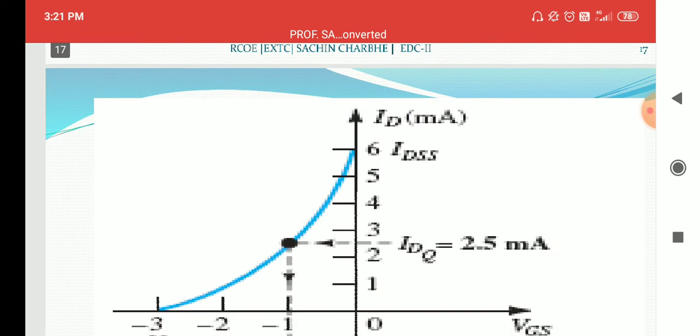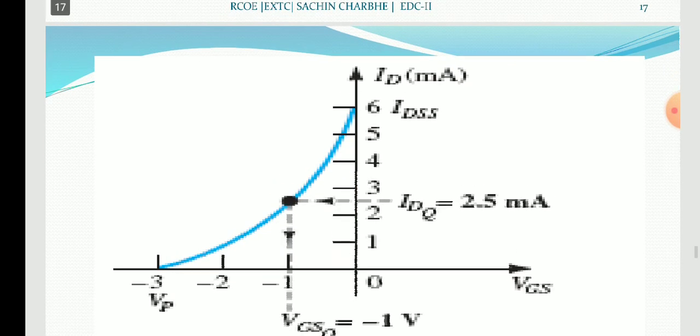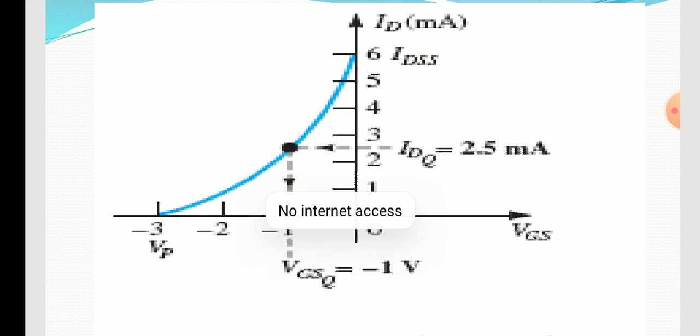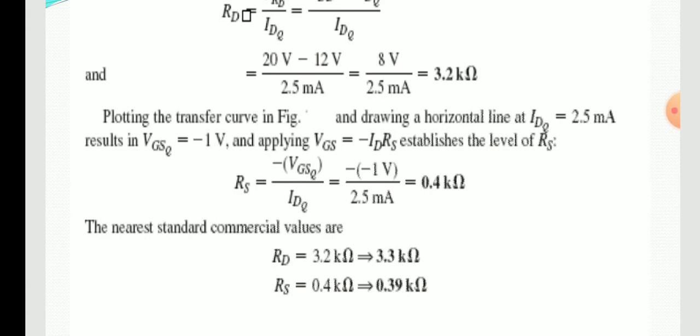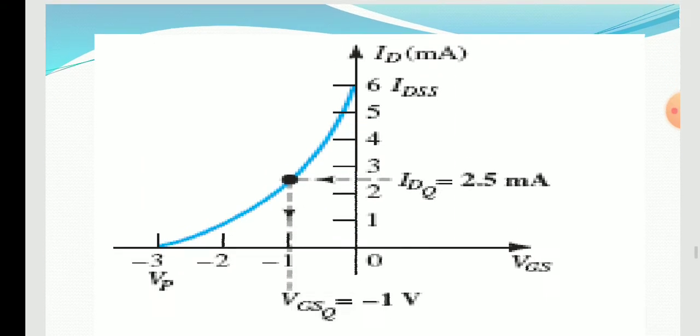So here also we have to calculate different values of VGS and ID using Shockley's equation. Then at exactly 2.5 milliampere and VGSQ -1 volt, we will get the quiescent point. Then RS is minus VGSQ, that is minus of -1 volt, divided by IDQ, 2.5 milliampere. So we will get 0.4 kilo ohm resistance. The nearest standard commercial value of 3.2 kilo ohm is 3.3 kilo ohm, and for RS of 0.4 kilo ohm, it is 0.39 kilo ohm, which is the standard resistance.